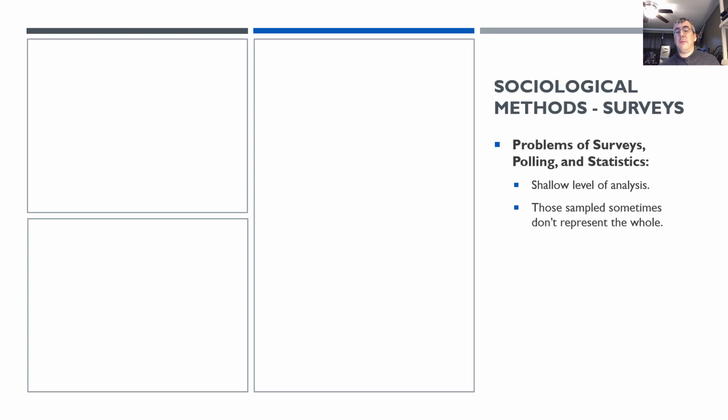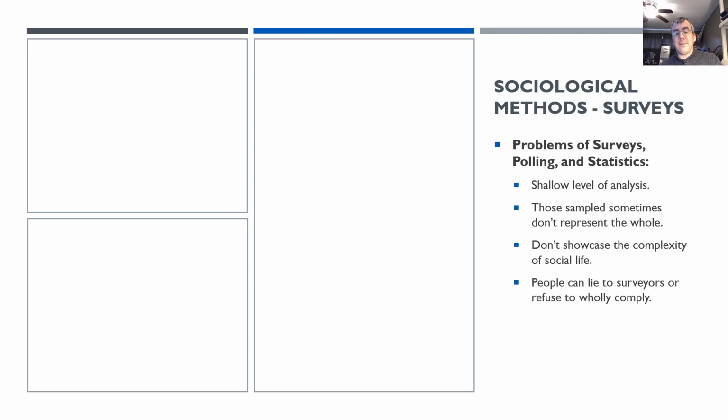Those sampled sometimes don't represent the whole, and I talked about this earlier. Are you sampling just from a specific religious denomination, or are you trying to make that sample as random as possible to represent that larger whole? Surveys and sampling sometimes don't showcase the complexity of social life, and I know that in the beginning. That's a shallow level of analysis.